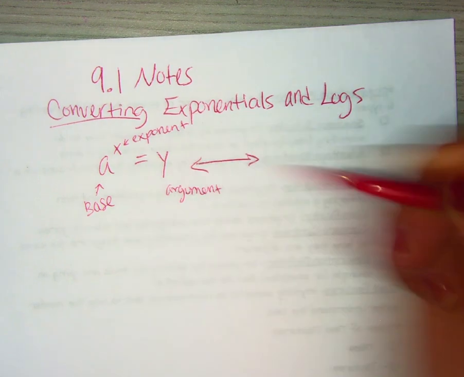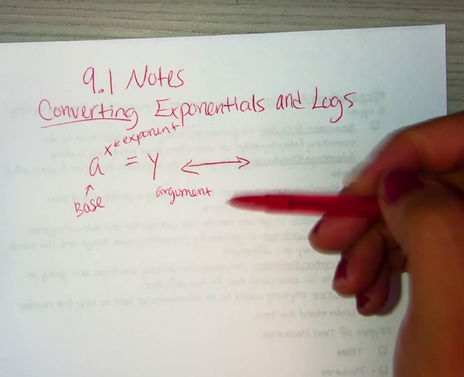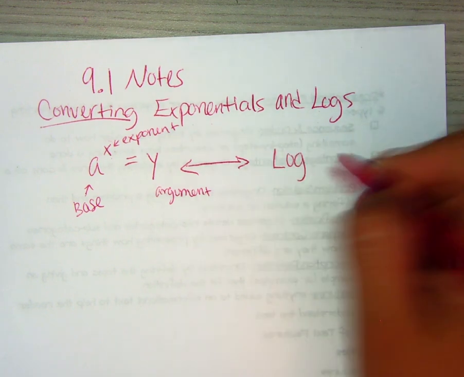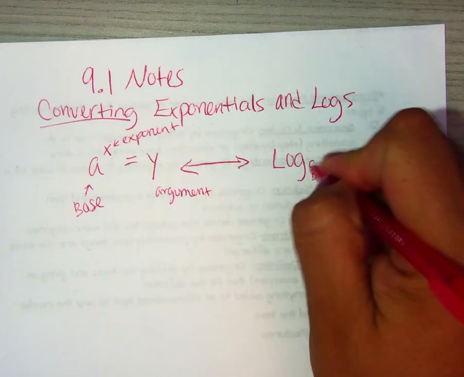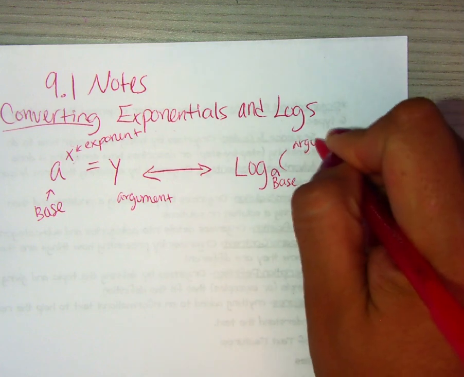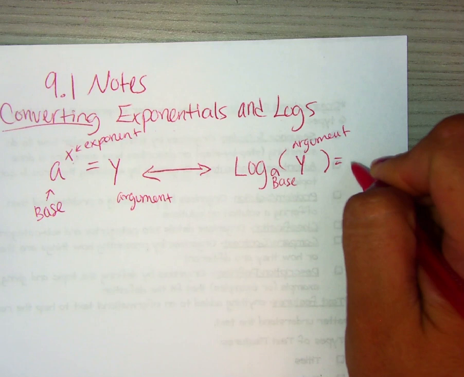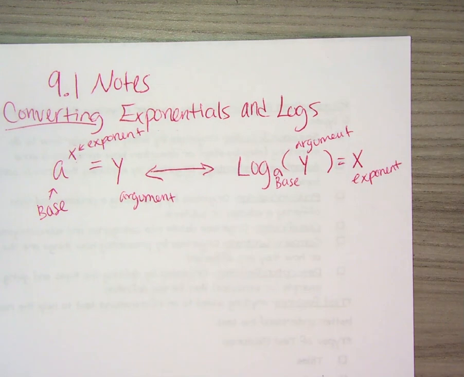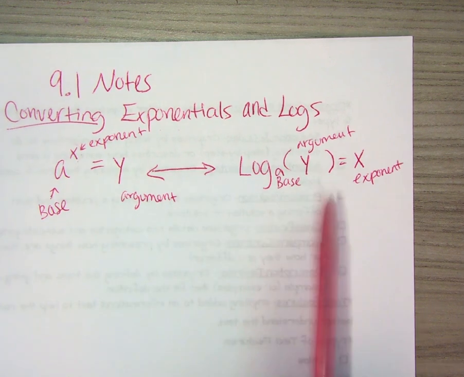When we rewrite this as a log, it's to bring down the exponent and to be able to work with the exponent. So we're going to convert this to log of a base, whatever base you have, which is a, and then the argument, which in this case was y, and then it equals the exponent, x. So this is pretty much what happens in the next examples. You identify what you have, and then you rewrite it as needed.